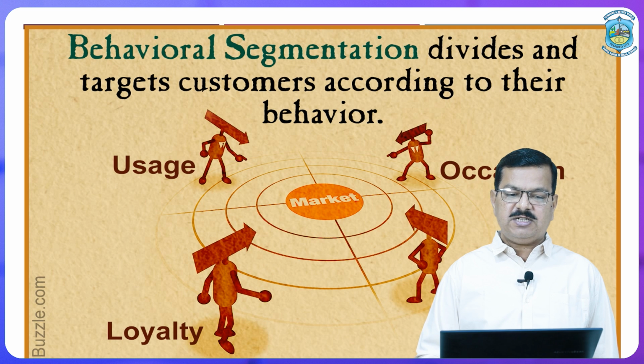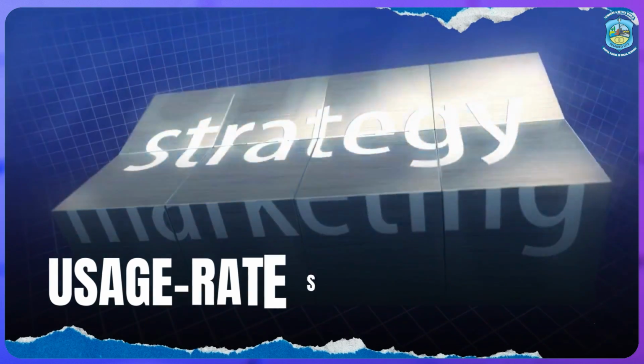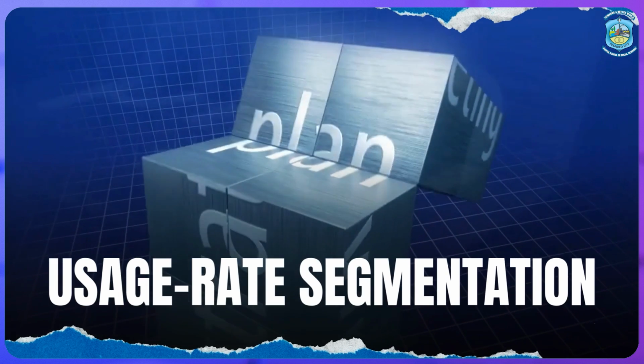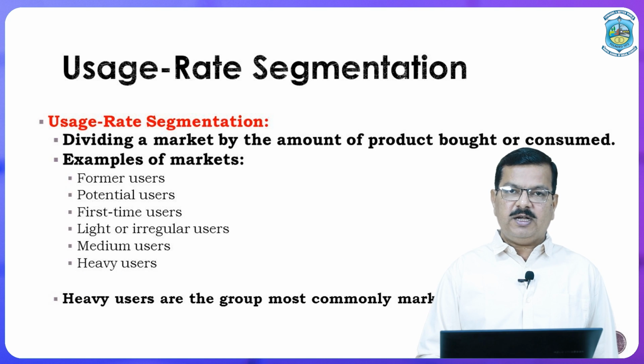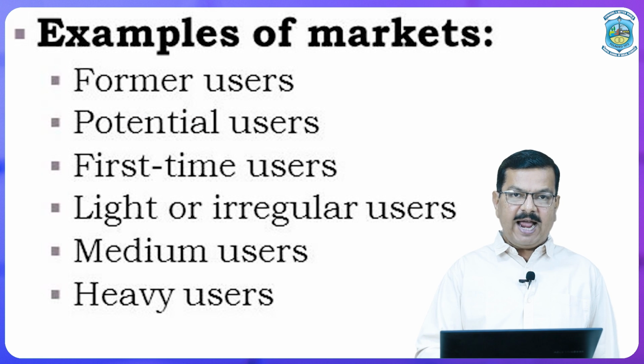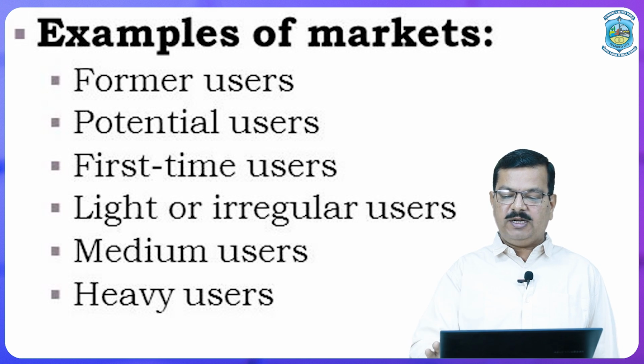Normally, behavioral segmentation divides and targets customers according to their behavior, which is based on the usage rate, occasions, loyalty status and benefits. When we say usage rate segmentation, normally we are dividing the market on the basis of the amount of product which is purchased or consumed. Let's say for example, we can have former users, potential users, first time users, light or irregular users, medium or heavy users of a particular product. Heavy users are the group most commonly marketed.